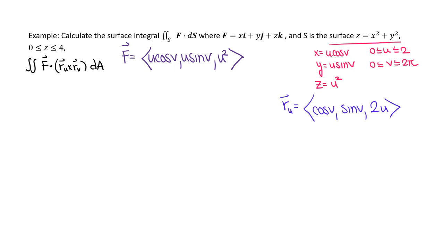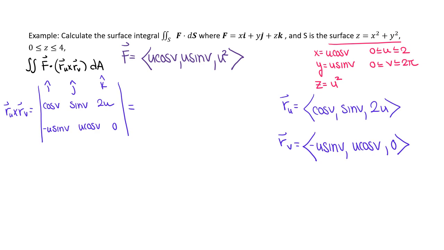And then the next step is I have to find my r sub u. So I'm going to take the derivative of my parametric equations with respect to u. So dx/du is cosine v, dy/du is sine v, dz/du is 2u. And then I'm going to take the derivative of my parametric equations with respect to v. So I got negative u sine v, u cosine v, 0. And then to get my normal vector, I'm going to do r_u cross r_v. So I'm going to compute the cross product of those two derivative vectors.